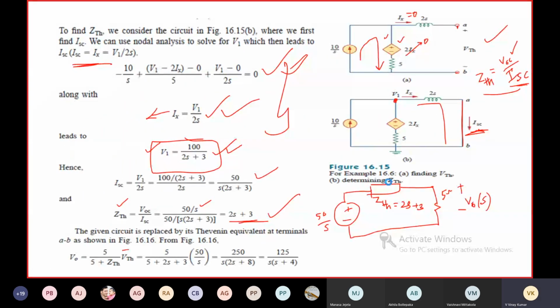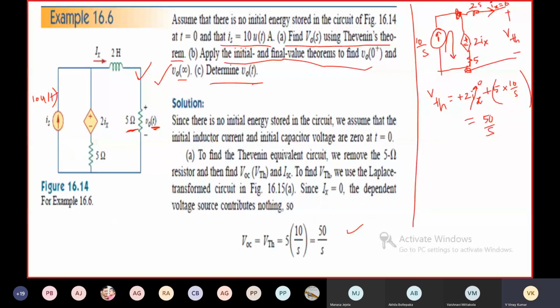In the differential equation approach also, you can solve this circuit. It is easy to solve this type of circuit using Laplace.